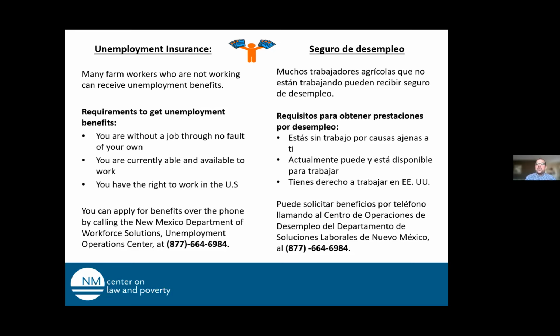And the final thing is that you have to have the right to work in the United States. What this means is that the person must have some legal right to work, either through a worker's permit, some form of visa, residency, or citizenship. And so this is one of those areas, like I mentioned at the beginning, where a worker's citizenship does matter. Now, you can apply for benefits over the phone by calling the New Mexico Department of Workforce Solutions at the number noted here. This is an important right that we like to talk about often because many farm workers do not know that they actually can qualify for this system, which will give the worker wages or benefits during the time that they're unemployed.